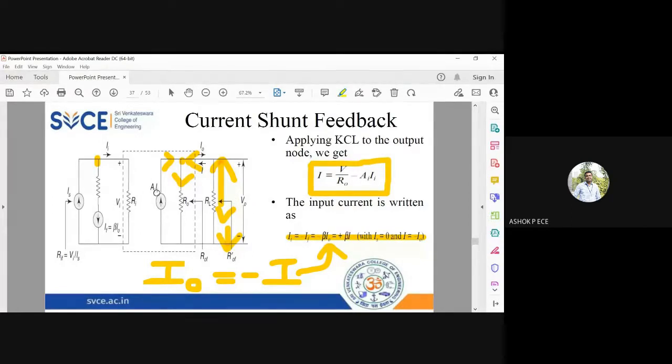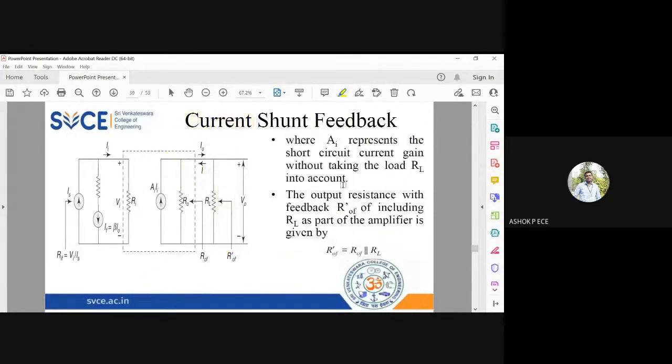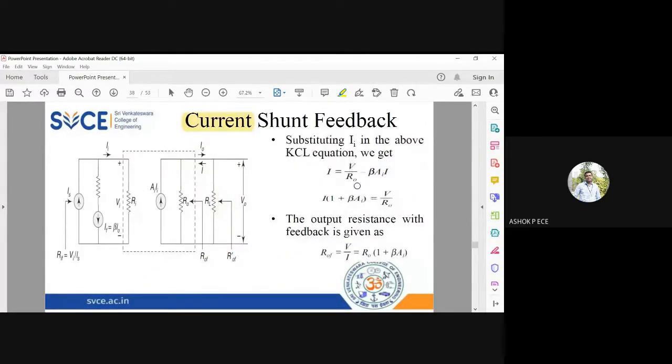So AI II plus I is equal to V by R0, or I is equal to V by R0 minus AI into II. This is one equation which you get when you apply KCL at the output side. For this, you apply KCL at the input side and assume that all the input sources are made 0. Now substitute this II here. So I is equal to V by R0 minus beta into AI into I.